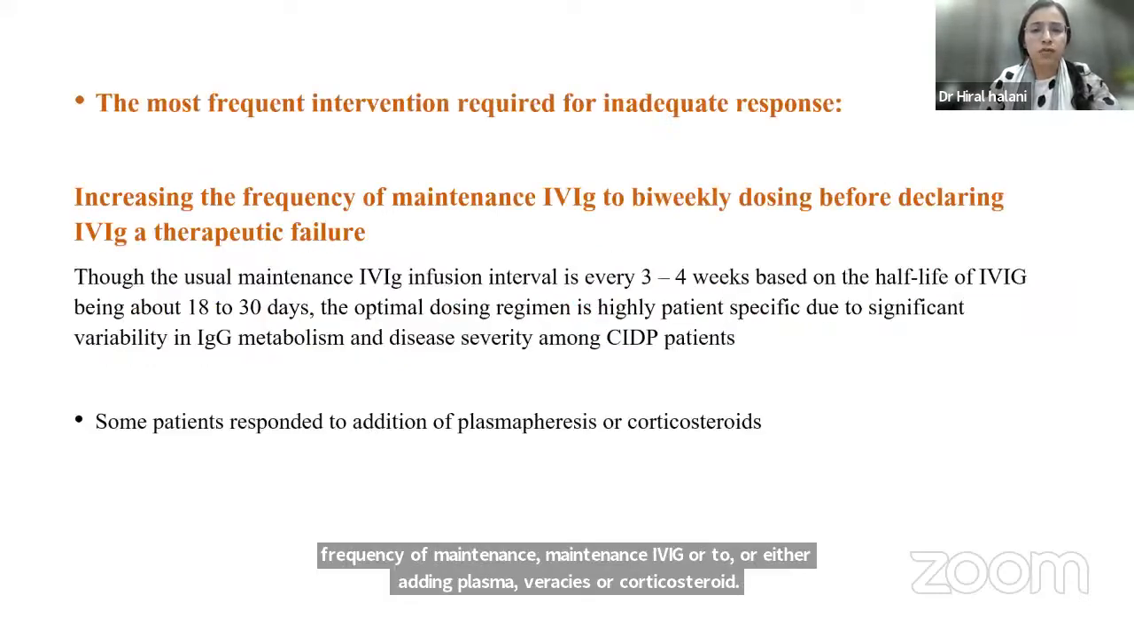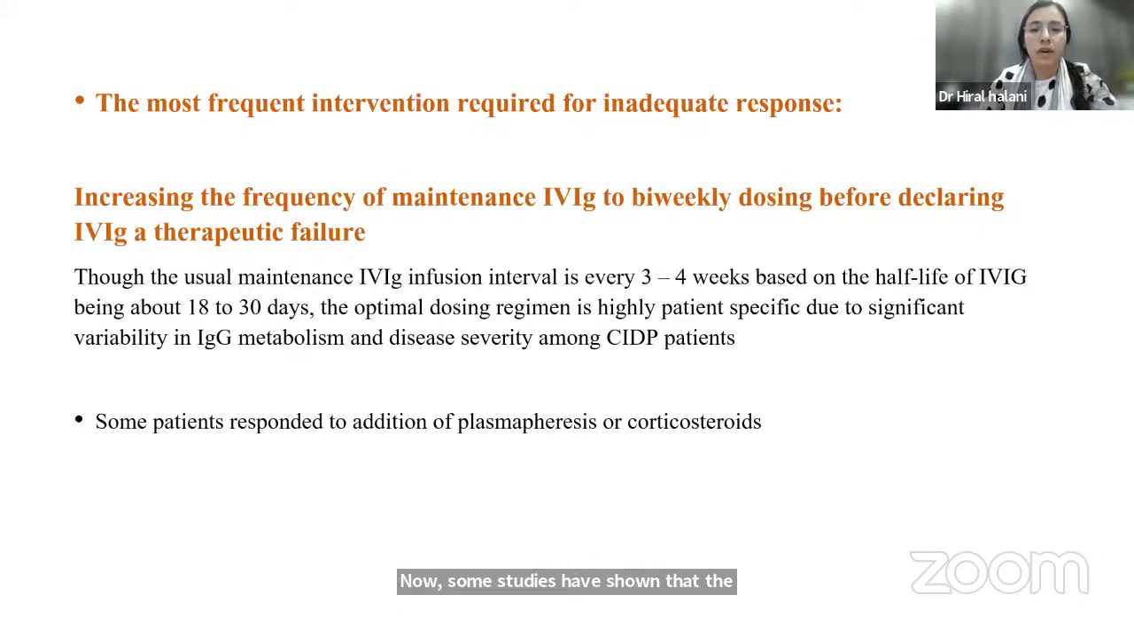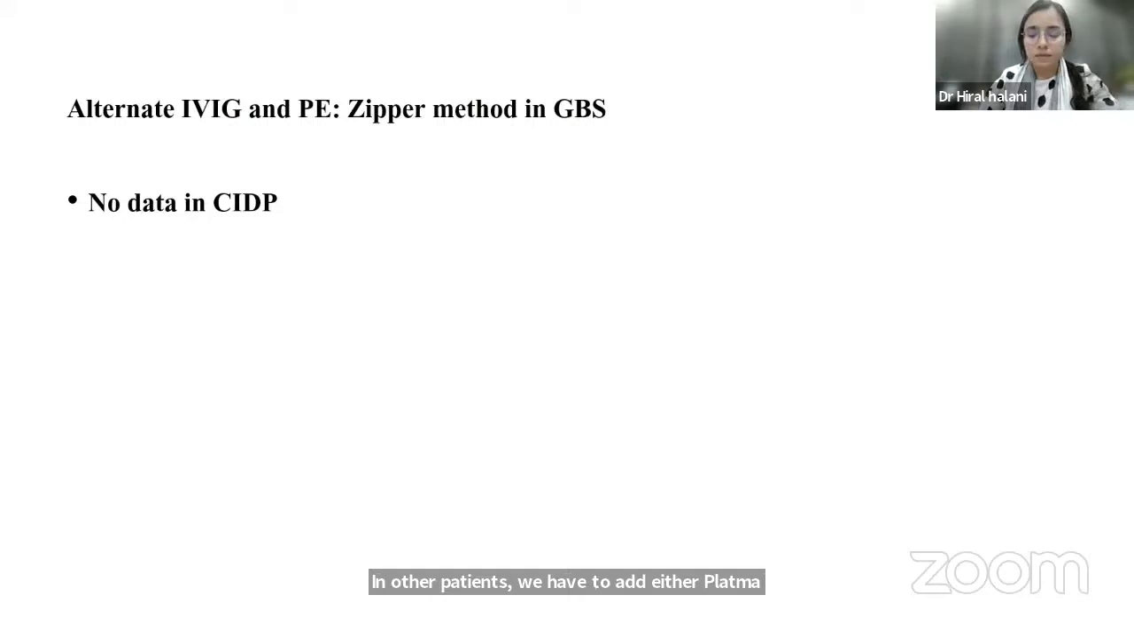Now, some studies have shown that the most frequent intervention required for inadequate response was increasing the frequency of maintenance IVIG to bi-weekly dosing. Usually we give it at intervals of 3 to 8 weeks, according to the half-life of IVIG. But in case of inadequate response, we can increase the frequency to bi-weekly dosing before calling it a therapeutic failure. In other patients, we have to add either plasmapheresis or corticosteroid in combination with IVIG.